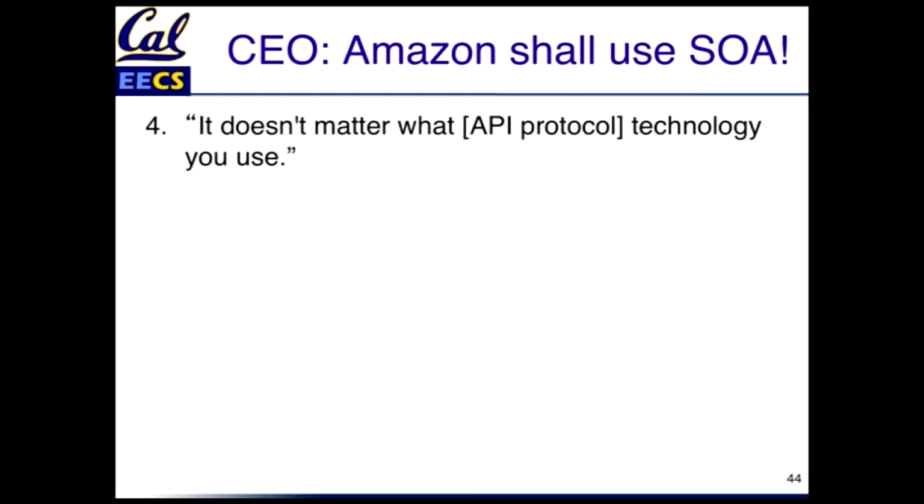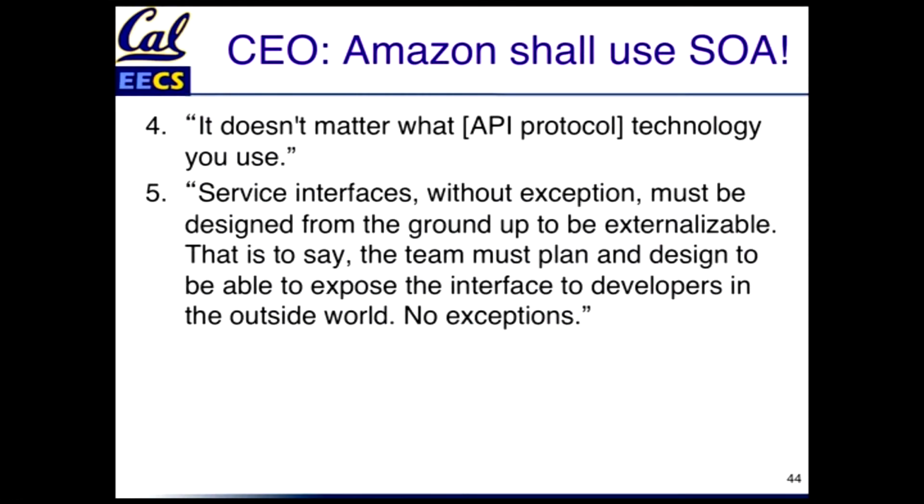Service interfaces, without exception, must be designed from the ground up to be externalizable. That is to say, the team must plan and design to be able to expose interfaces to developers, to the outside world. No exceptions. Okay, well, he's the CEO of the company, you're a software engineer, you've got the best job in the world. Why do I really have to do what Bezos says, right?